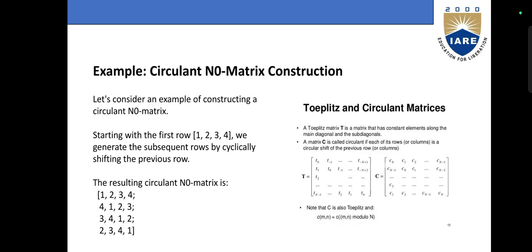Next, Toeplitz and circulant matrix. A Toeplitz matrix T is a matrix with constant elements along the main diagonal and the side diagonals. Matrix C is called circulant if each row is a circular shift of the previous row or columns. Note that C is also Toeplitz and C(m,n) is equal to C(m, n modulo n). And this is the example of circulant matrix construction.